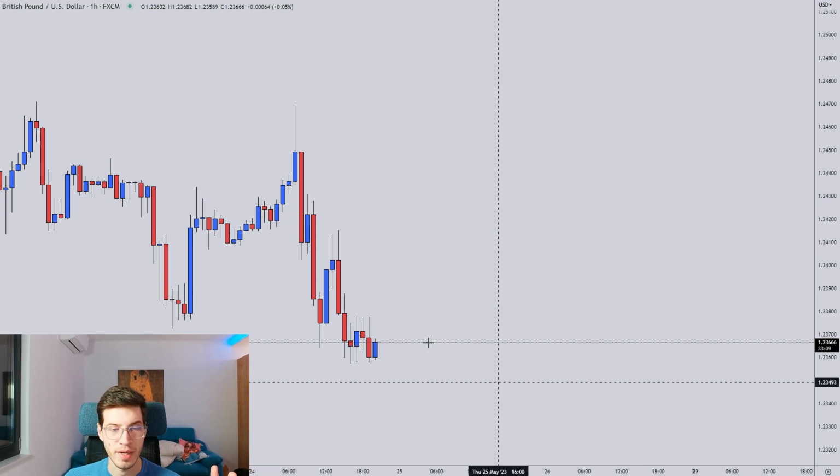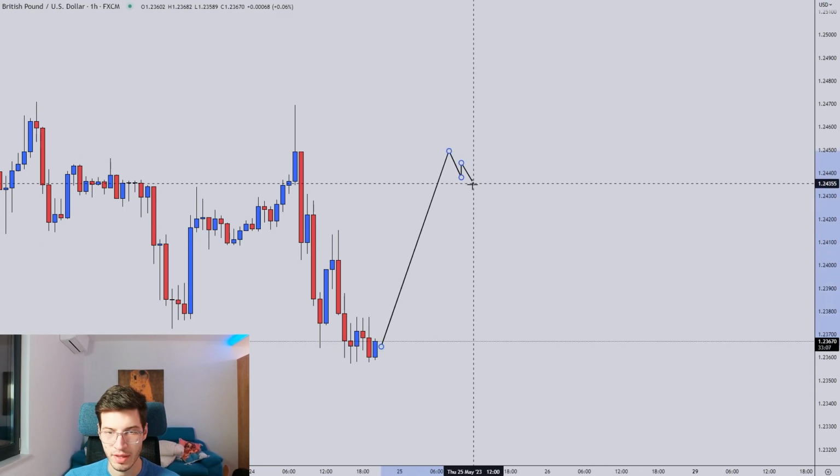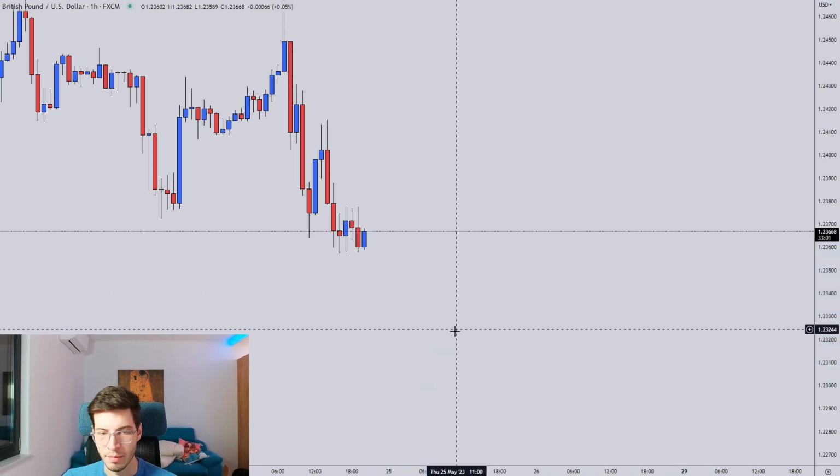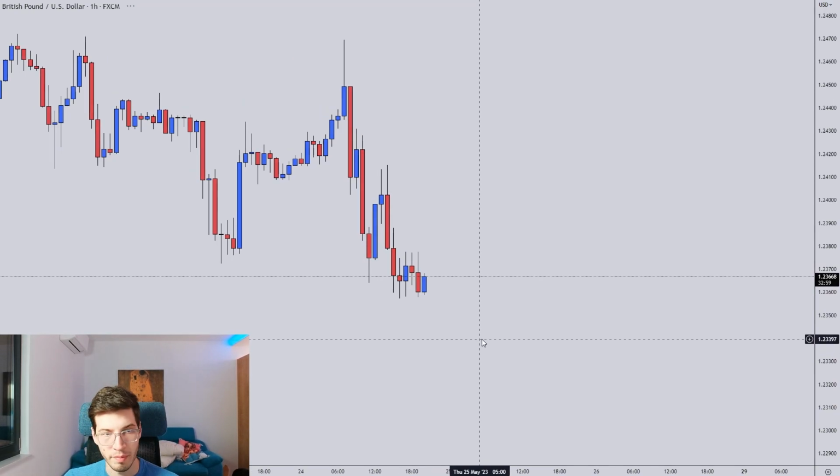For the last few months, I think my forecast was just a large impulse up or a large impulse down. So definitely not seeing any momentum on the pound, and we can just move on from the pound.